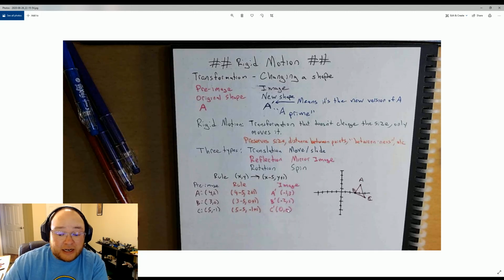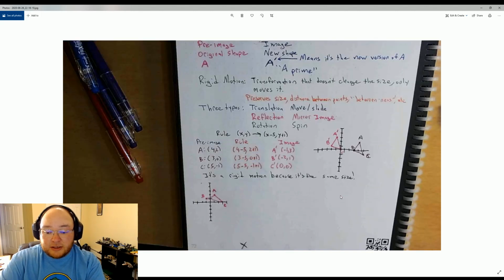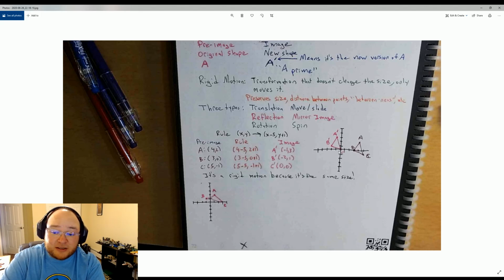And now you just graph these points, negative 1, 3, negative 2, 1, and 0, 0. This is a rigid motion because it's the same size. All that's happened is moved over left 5, up 1. So it's a rigid motion because all it did is move. Size didn't change at all.